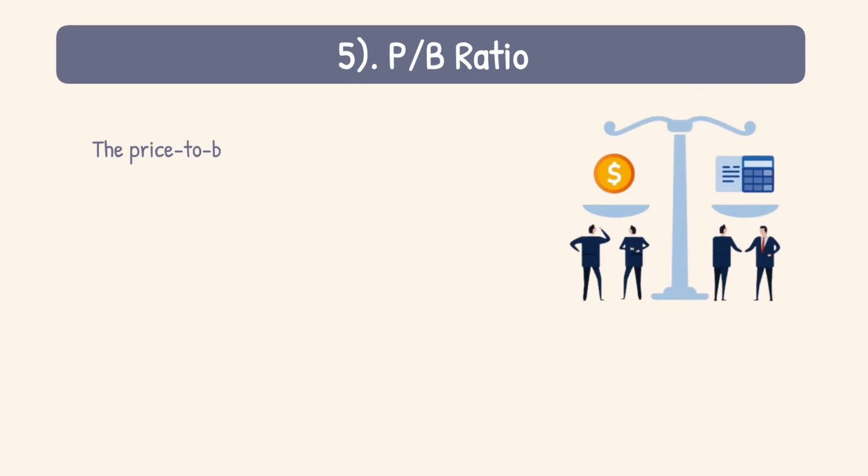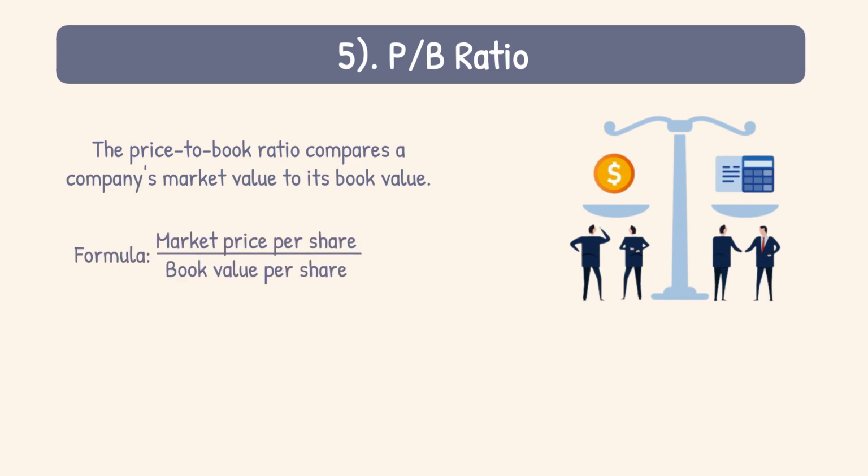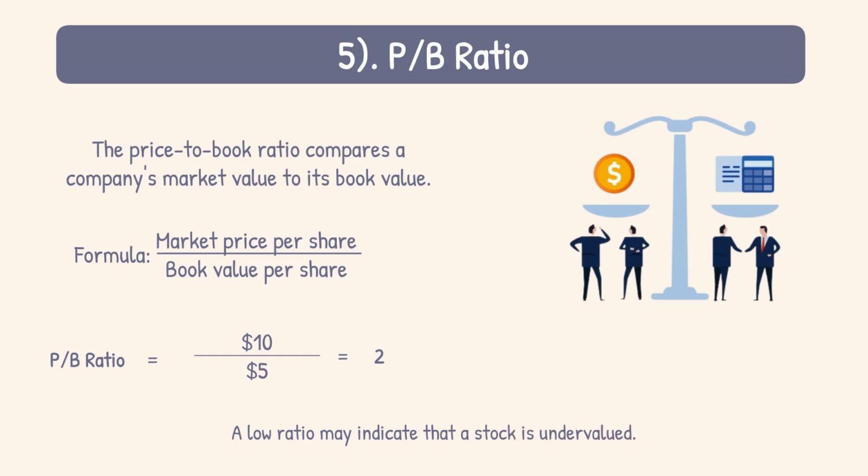P/B ratio. This ratio compares a company's market value to its book value. For example, if George Burger Joint has a market price per share of $10 and a book value per share of $5, then the P/B ratio would be 2, $10/$5. A low P/B ratio may indicate that a stock is undervalued.